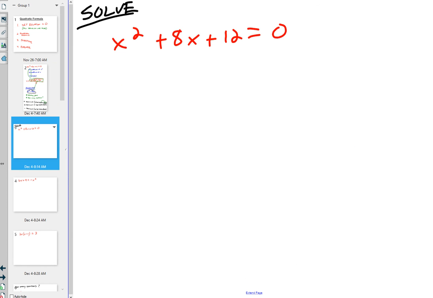So, all right, let's get started. Let's have fun here. Let's solve. What does the first step say to do?